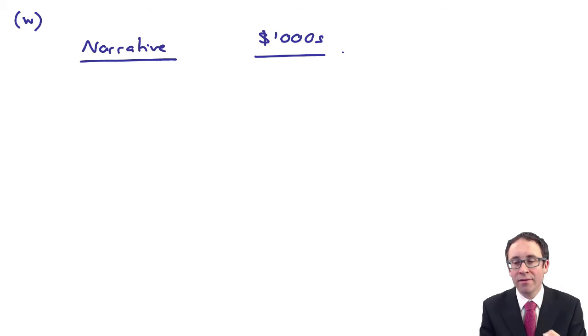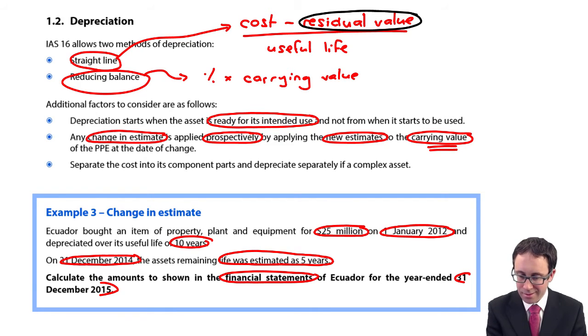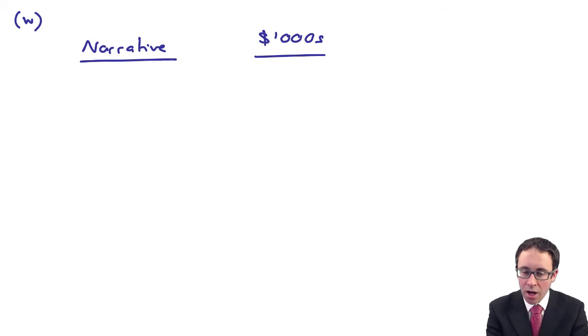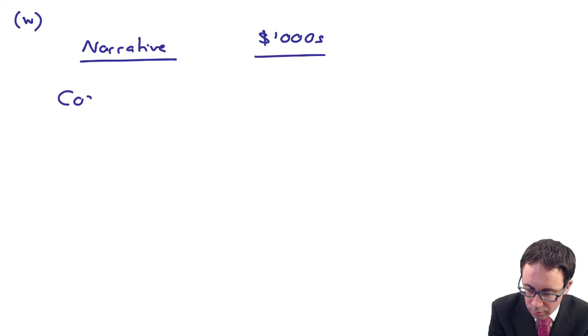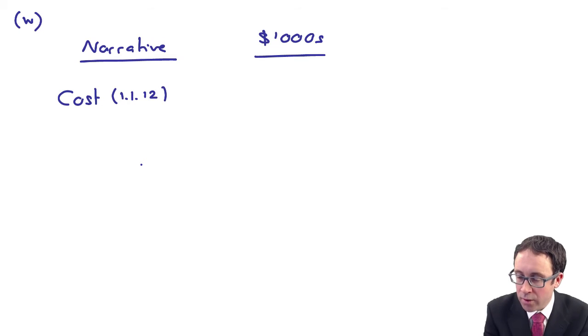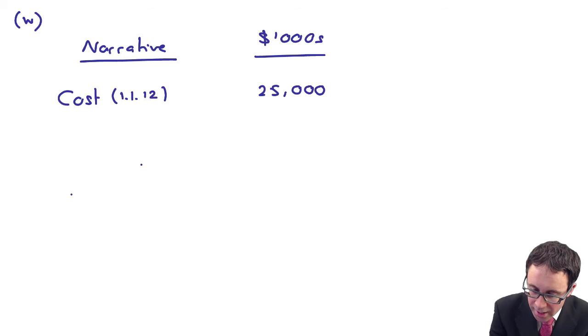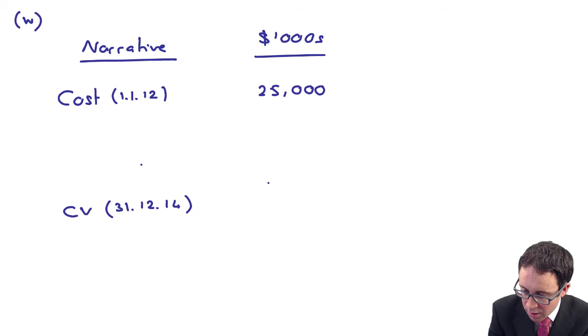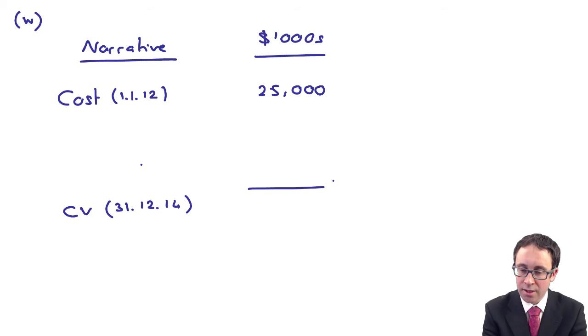So therefore we need to work out the carrying value at the date of change. That carrying value at the date of change, well, the date of change is December 2014. So if we start off with the original cost, the original cost was there on the 1st of the 1st 2012, which was there at 25 million. We need to get to the carrying value at the date of change, which is the 31st of December 2014, which to you and I is 2 years into the asset's life.